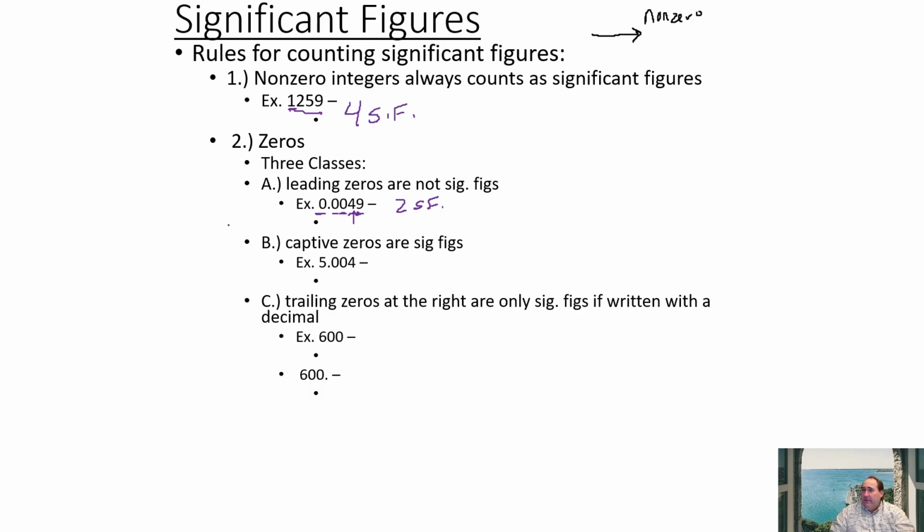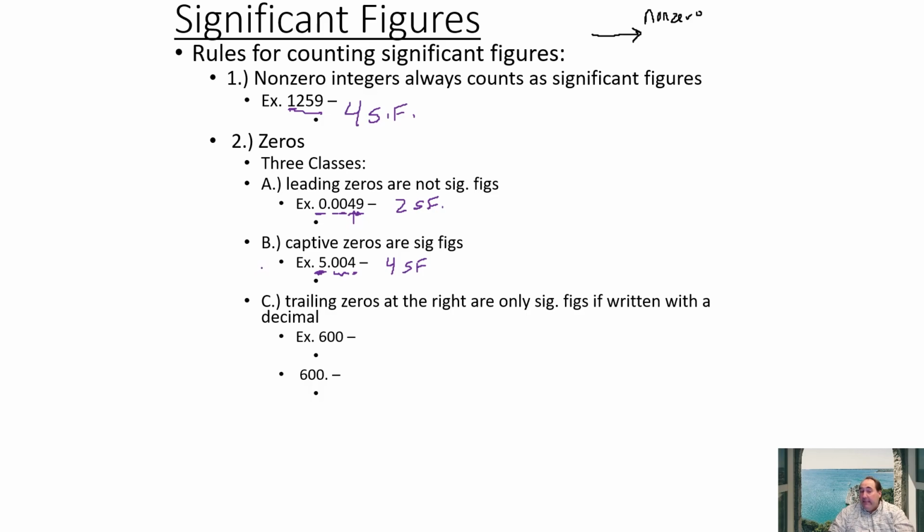There are captive zeros, sometimes referred to as trapped zeros, and these are zeros that are between 2 non-zero numbers. They are also going to be significant. So here, starting to count at the first non-zero, which is 5, we have our trapped zeros, which are significant, and our last number, which is significant, giving us 4 significant figures in this case. They would all be significant here.